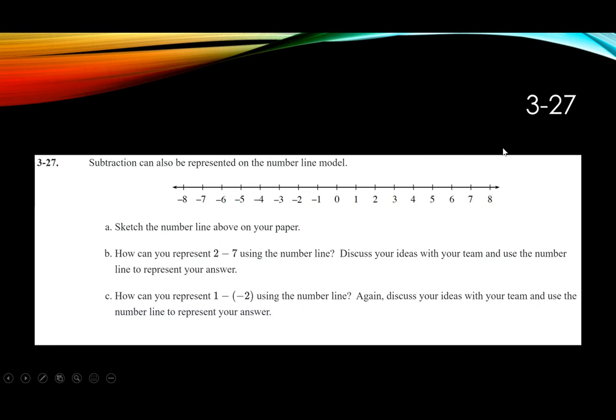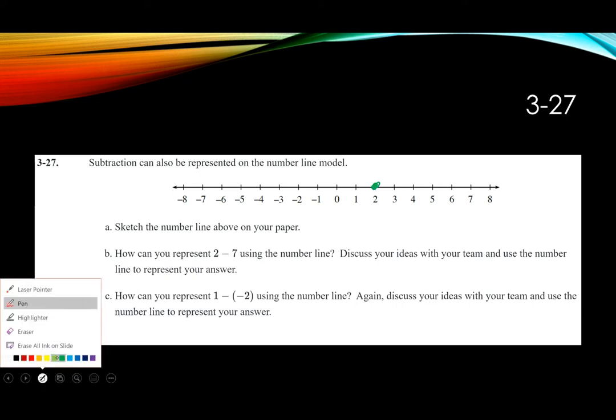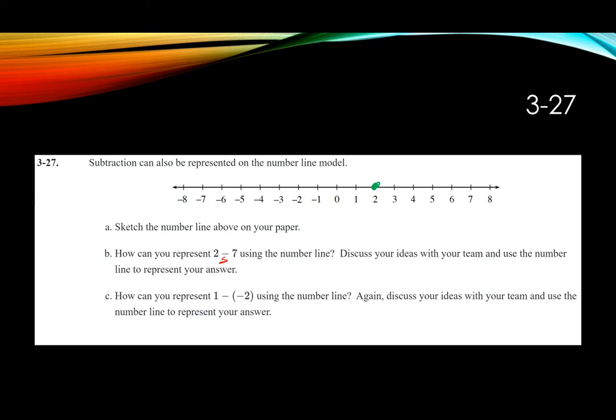So subtraction can also be represented on the number line model. Sketch the number line above on your paper. How can you represent 2 minus 7 using the number line? So let's go ahead and start with +2. So we're going to be over here, and we're going to subtract +7. So I know that the subtraction sign tells me that I'm going to be going backwards. And since I'm going to be going backwards, +7 is going to be regular subtraction. 3, 4, 5, 6, 7. So I just moved back 7 spots, or +7 in the negative direction.